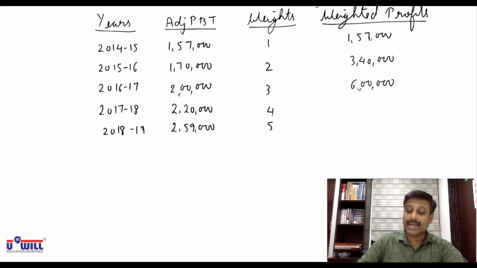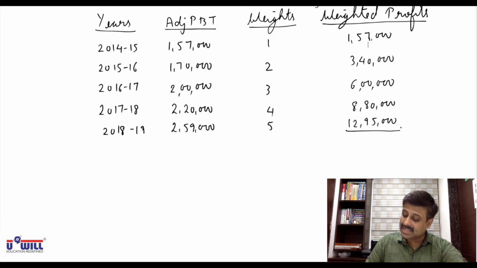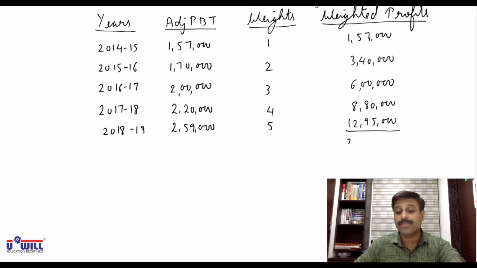Then 2,20,000 into 4, M plus 8,80,000. And then 2,59,000 into 5, M plus 12,95,000. Now you all directly press MR or MRC in your calculator and you'll find 32,72,000 as the total. So directly you get the total if you put it in the memory functions. Okay.